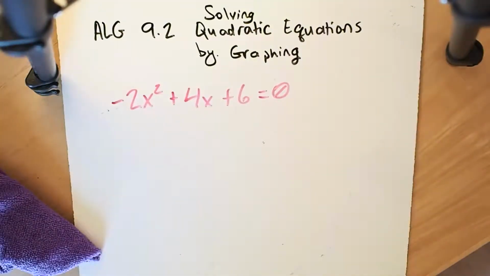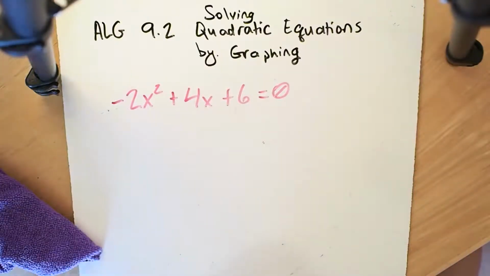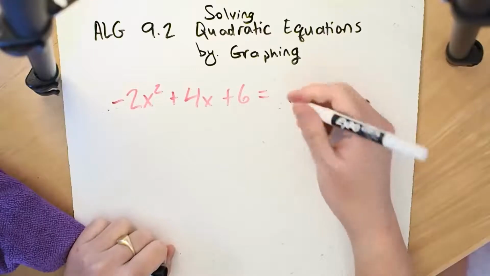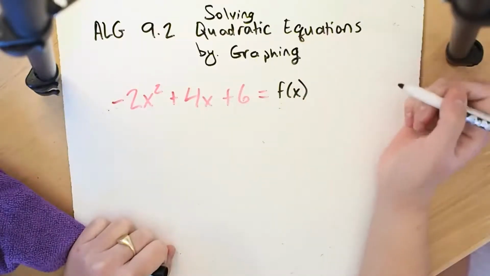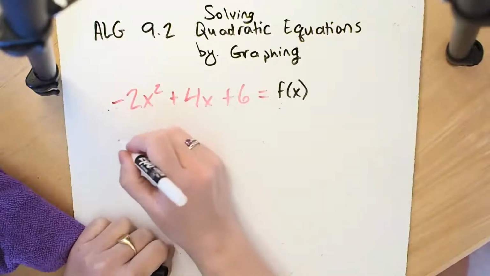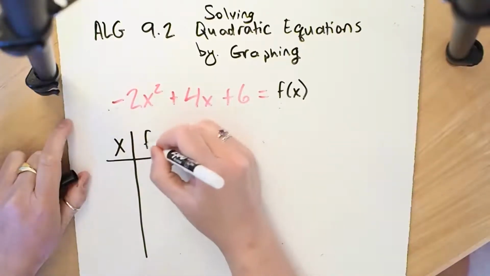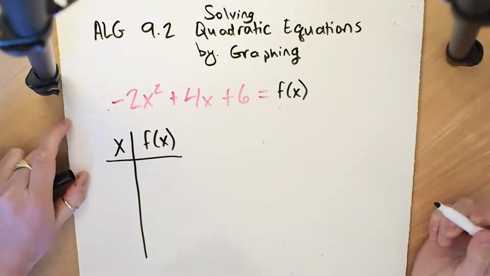Really quickly, let's remember how to graph a quadratic equation. In this case, if we have -2x squared plus 4x plus 6 equals 0, what we're going to want to do is actually remove the 0 and just for now replace it with f of x or y. Then you're going to make your chart where you get to pick the values. So we have our x, which is our input, and our f of x, which is our output. And we're just going to pick a few values that make sense to us.